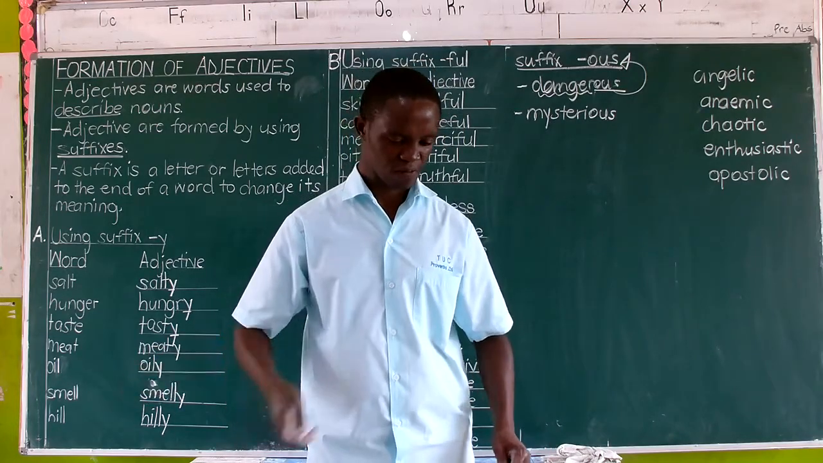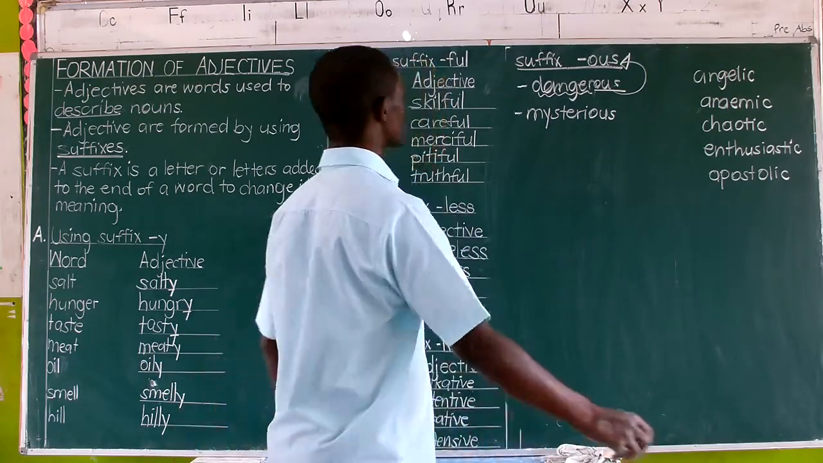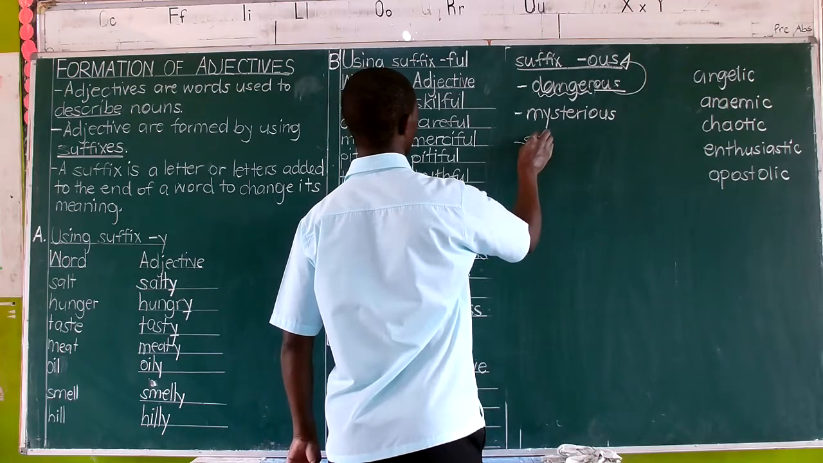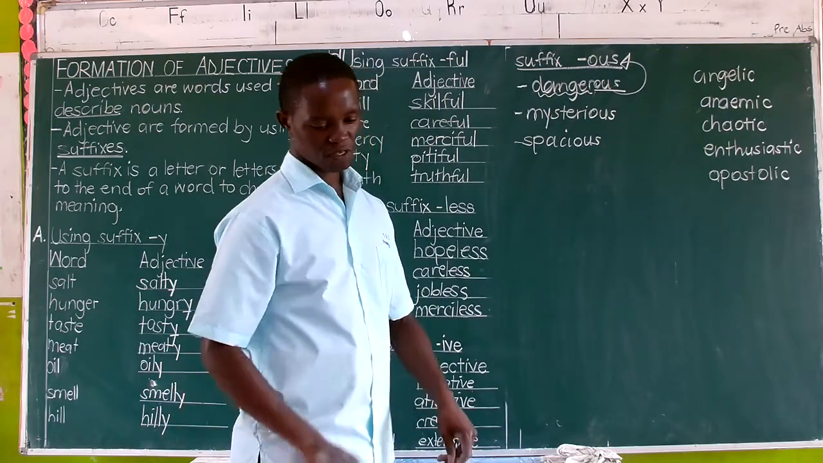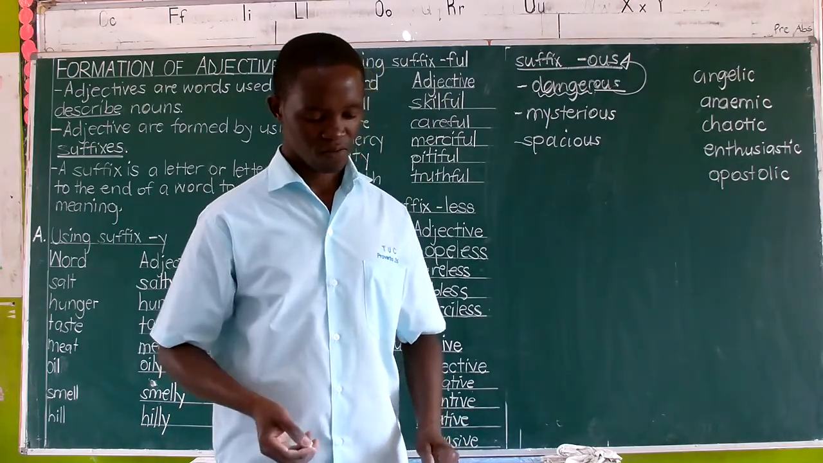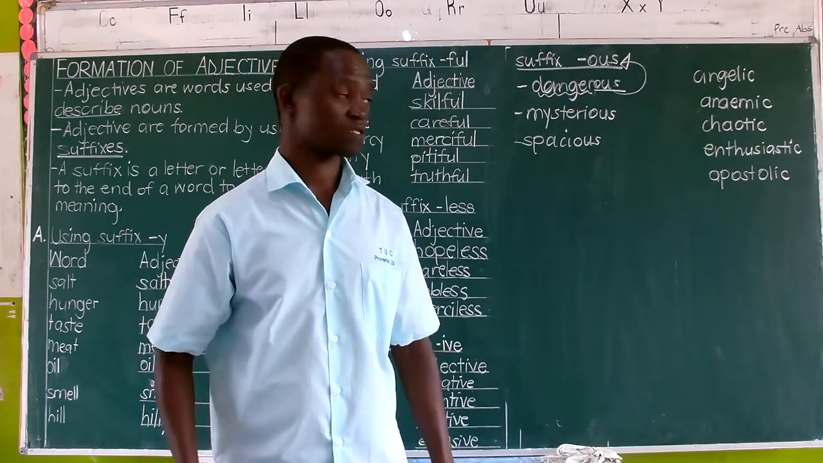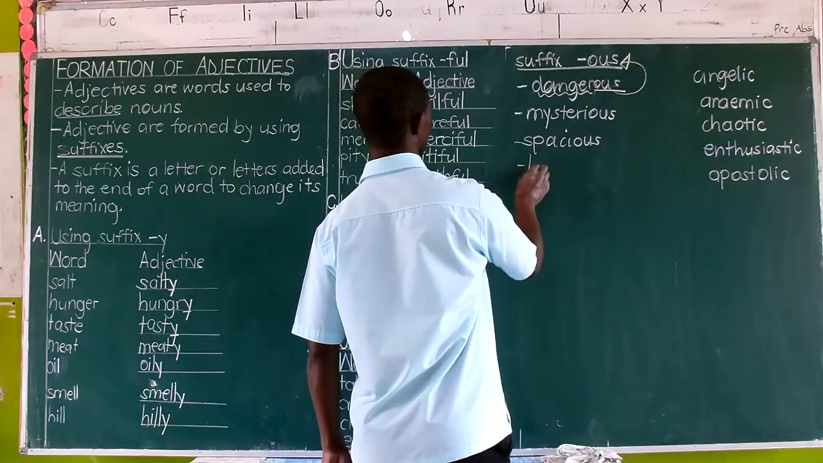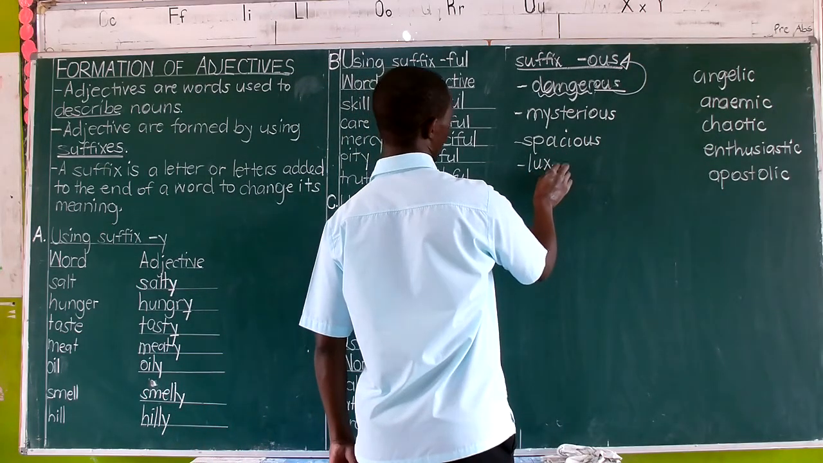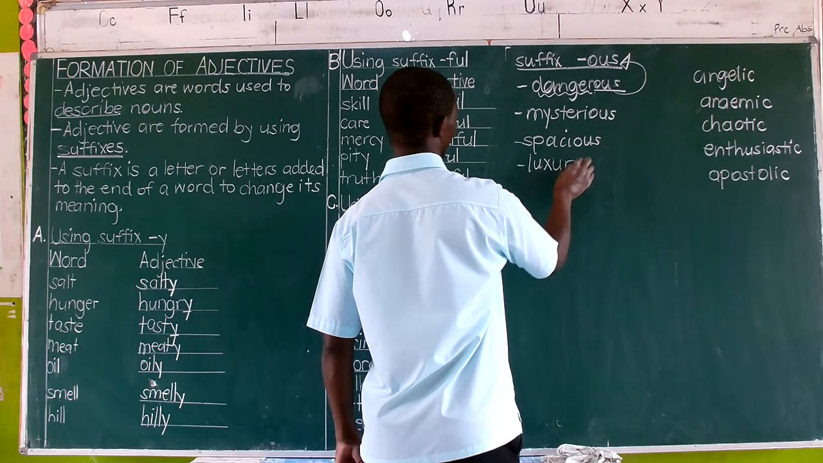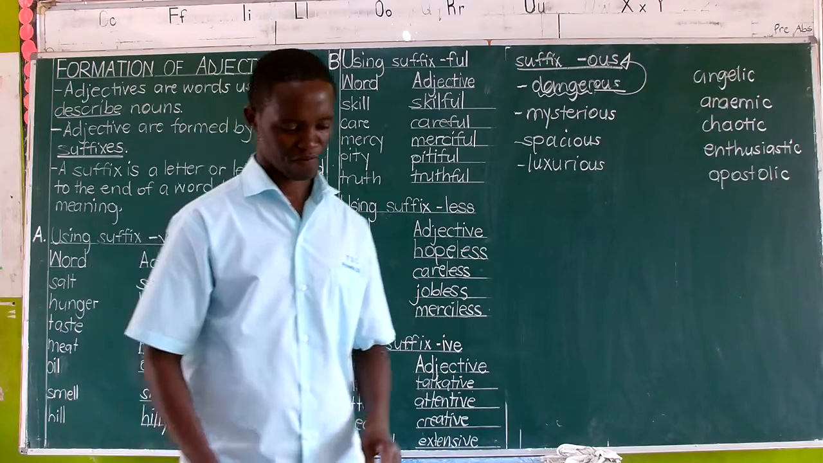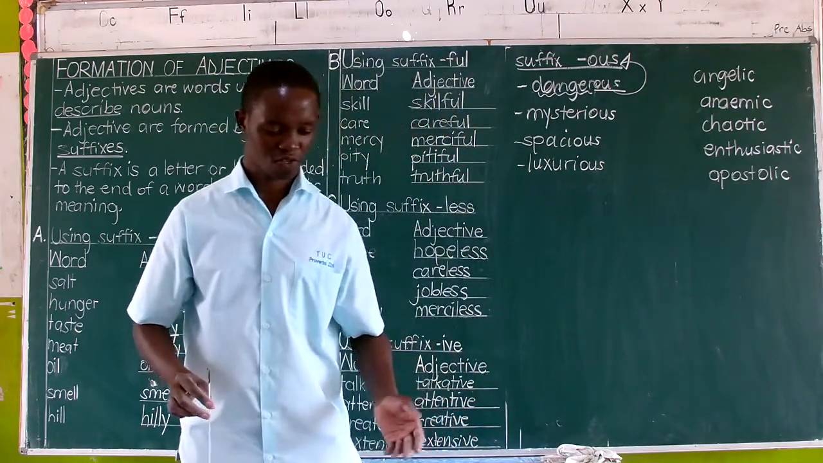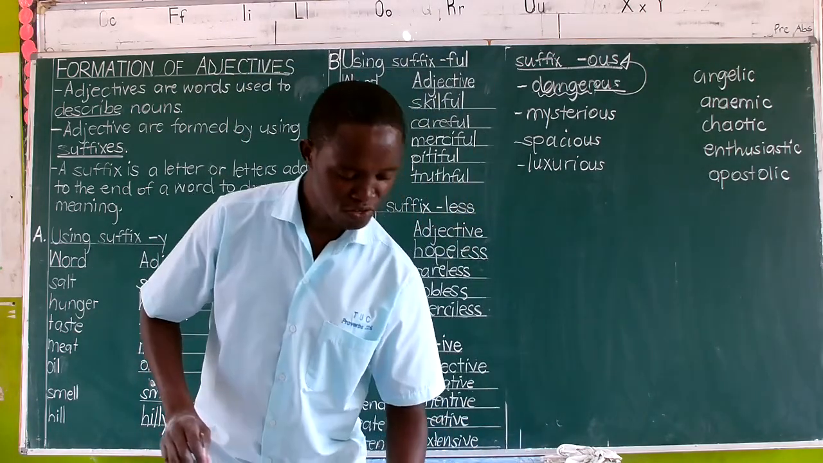Courage, courageous. Space changes to spacious. S-P-A-C-I-O-U-S. Spacious. Next is glory, which changes to glorious. Then we say luxury, which changes to luxurious. L-U-X-U-R-I-O-U-S. Luxurious. From luxury. Next, victory, victorious. Then fame, turning into famous.